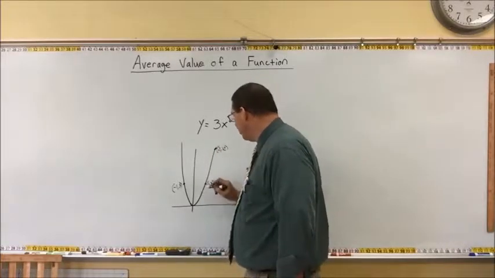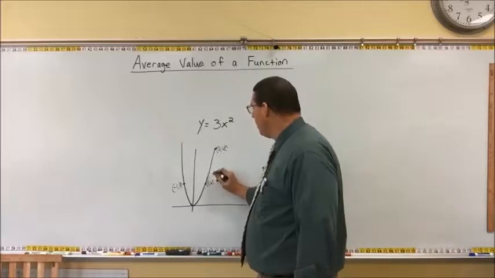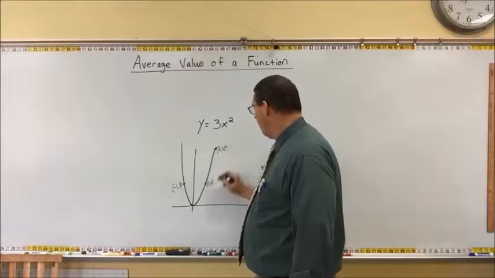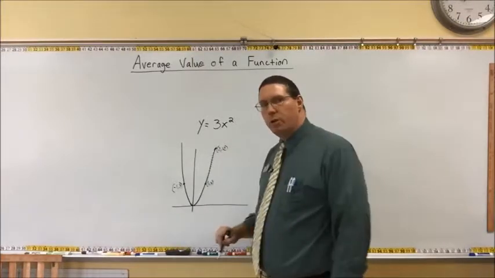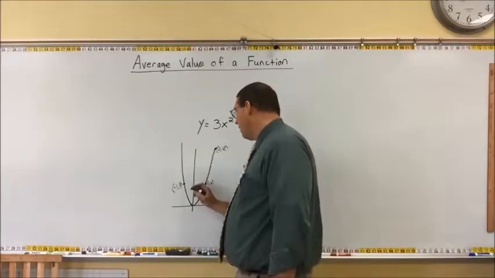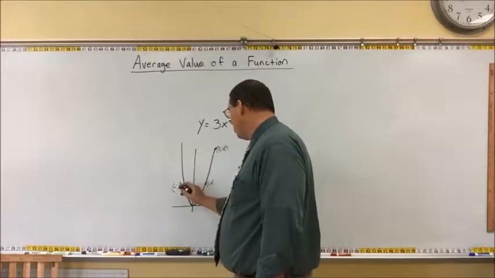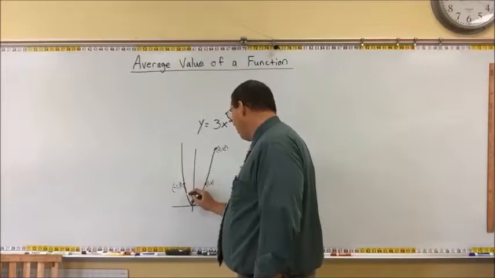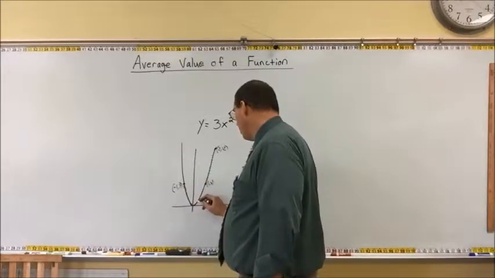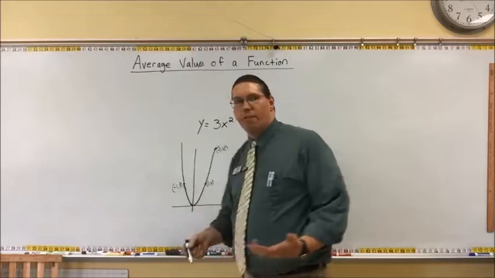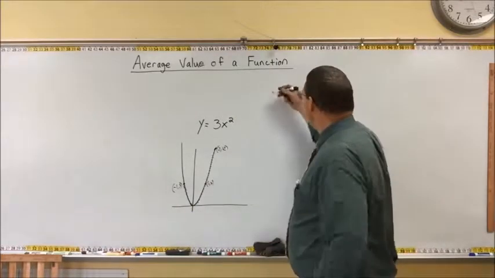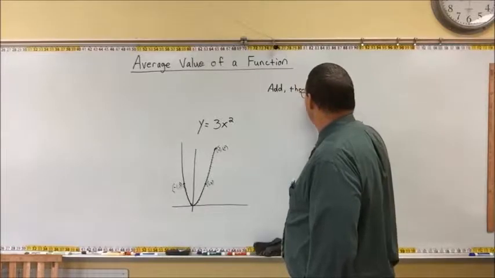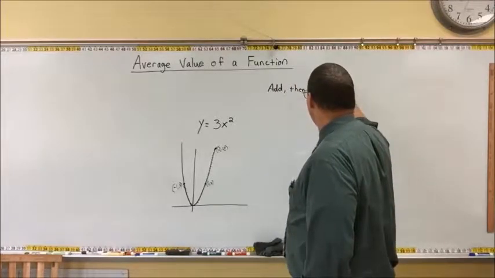But I want to remind you that there are an infinite number of values between 3 and 12 when the input is between 1 and 2. And there are an infinite number of values between the points (-1, 3) and (1, 3). We put in all these infinite number of values. So if we wanted the average value of a function, the basic concept is to add, then divide, right? That's how we find an average.